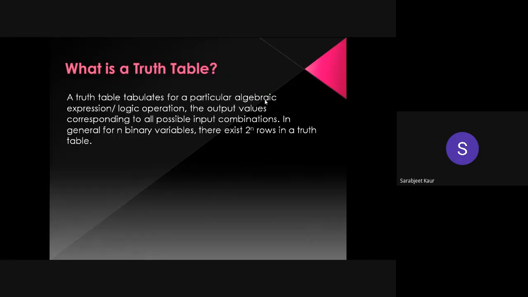Okay, now before we go further, let us talk about what a truth table is, so that we can look at the logic gates in detail. Clear? So what is a truth table? A truth table tabulates, for a particular algebraic expression, the output values corresponding to all possible input combinations. Okay, now what does this mean?